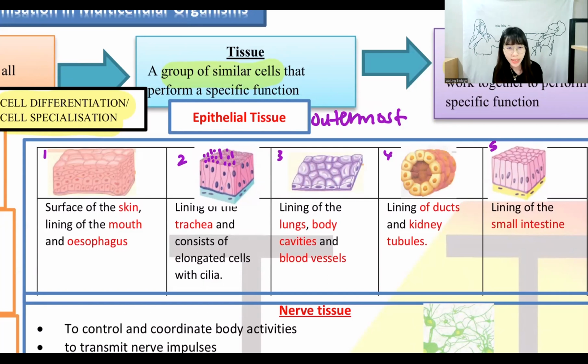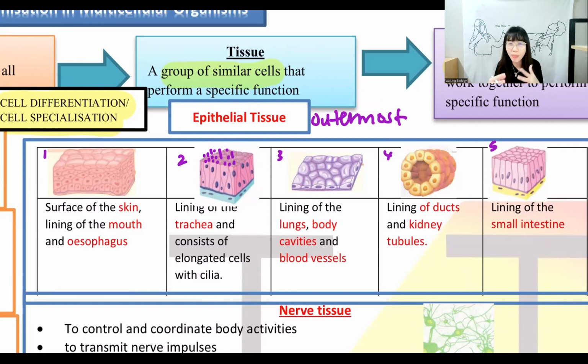So number 2 is the lining of the trachea. There's hair, right? This hair-like structure is called cilia. It can be found on the trachea. So what is the function of this epithelial tissue? They are able to secrete mucus. This mucus can trap dust particles. That's why you have to prevent dust from entering your lungs.